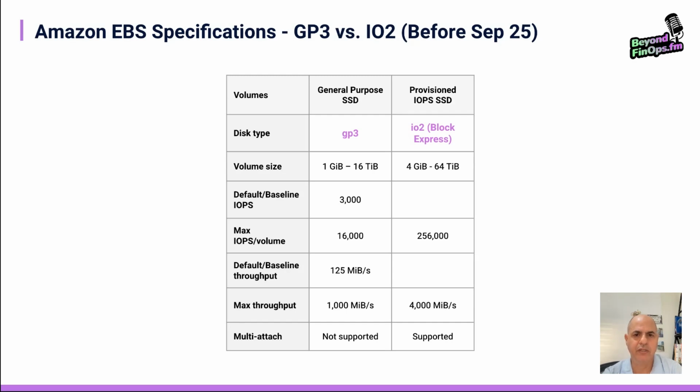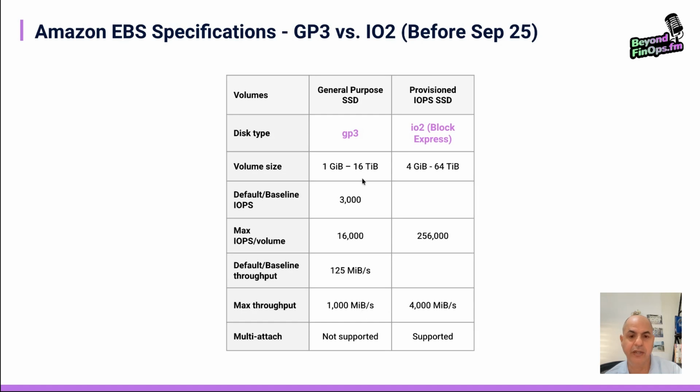And we'll run a comparison across these two types of volumes, before and after September 25. We'll compare the two drives on various criteria: the volume size, the maximum IOPS, and the maximum throughput. Before September 25th, there was a big difference in the volume size, in the max IOPS, and also in the max throughput.